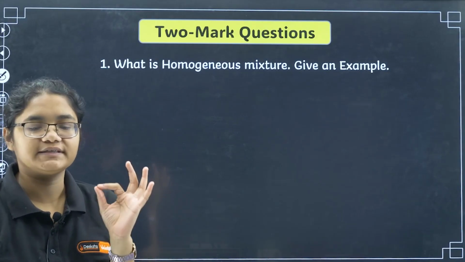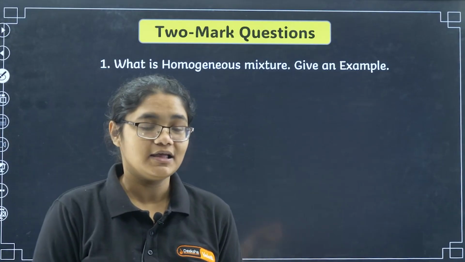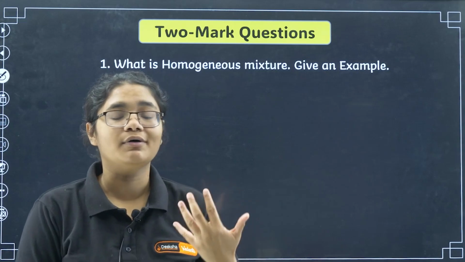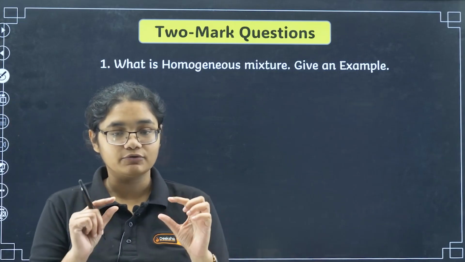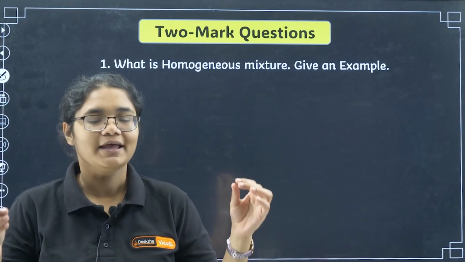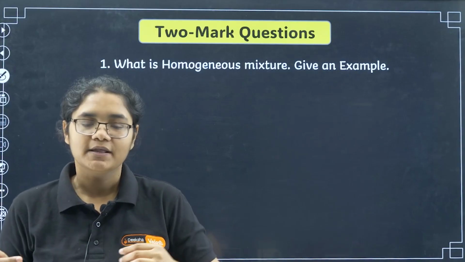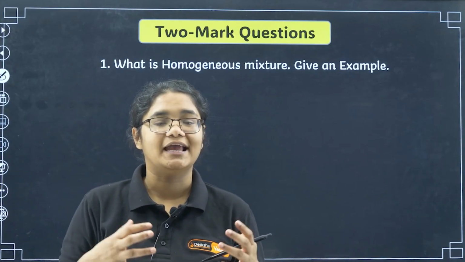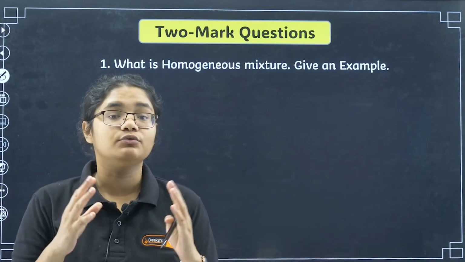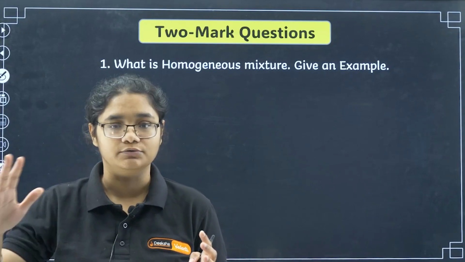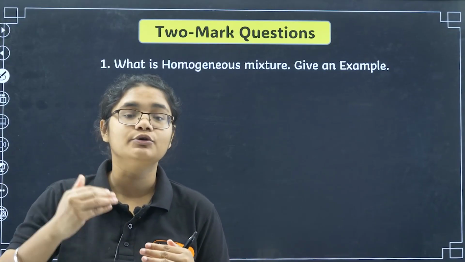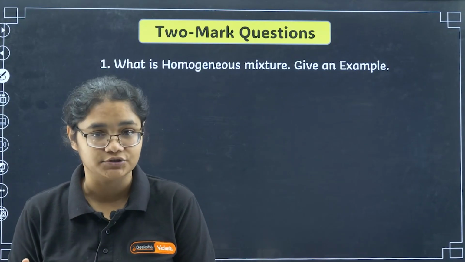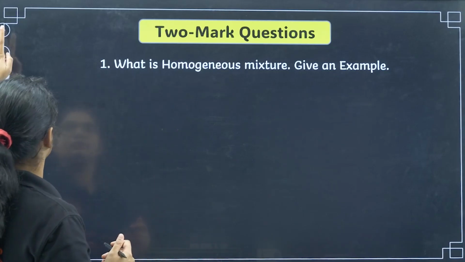What is a homogeneous mixture? Give an example. Now this question is very simple. How do you have to answer it? First, you have to define what is a homogeneous mixture, and then you have to give an example. So a homogeneous mixture, as we know, is any solution which has uniform distribution throughout the solution. You cannot separate solute and solvent in a homogeneous mixture. Okay, so let's see here what is the answer.